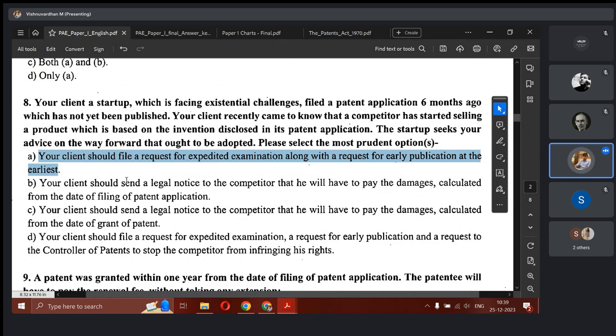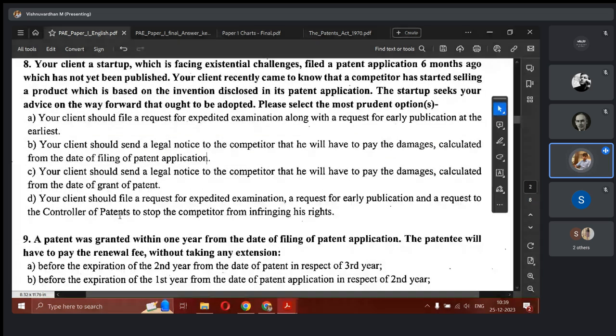Next, your client should send a legal notice to the competitor that he will have to pay the damages calculated from the date of filing of patent application. This is wrong. You can calculate damages only from the date of publication, because all the rights of the patentee start from the date of publication. Because if the opposite party doesn't even know your patent exists, how can you charge him for it, right? There is no absolute liability in this case. He will have to know it. Okay, so only from the date of publication. Your client should send a legal notice to the competitor, and he will have to pay the damages calculated from the date of grant of patent. Even this is incorrect. It's from the date of publication.